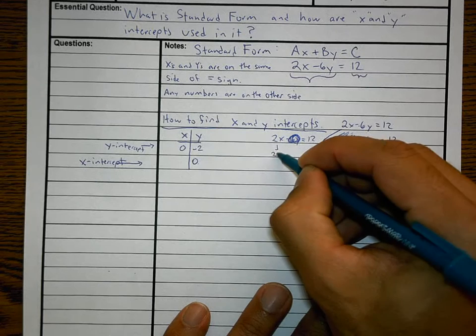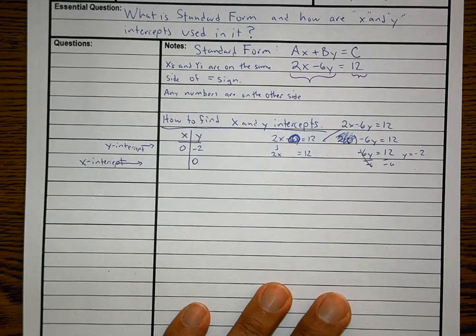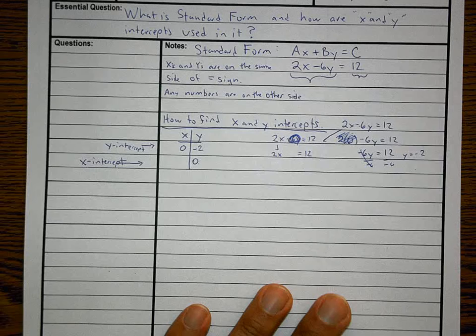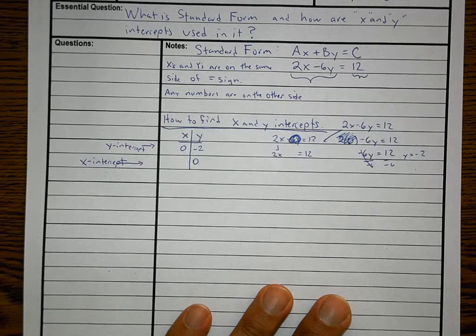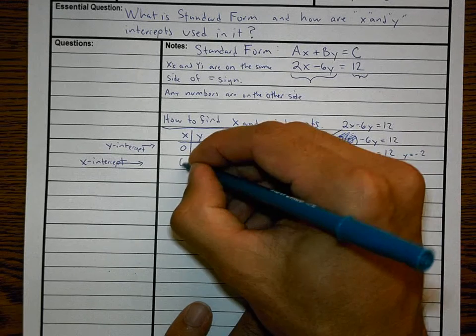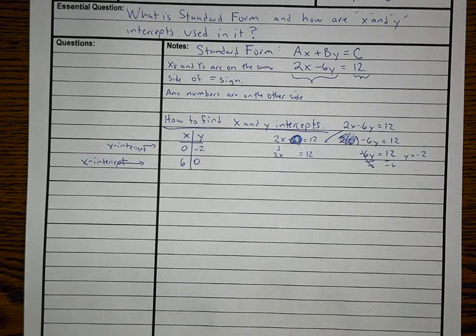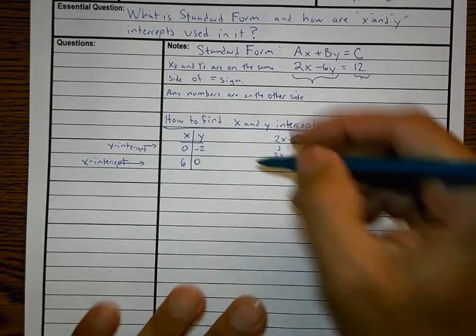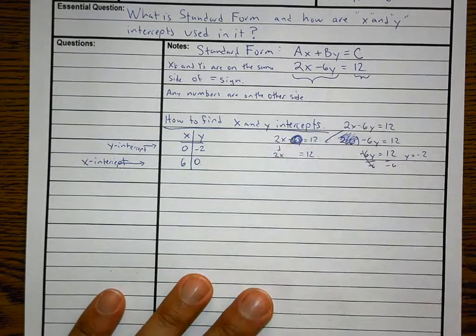You have the 2x equals 12. And you need to figure out what x is going to be. Do you know what it is? What is it? And you have 2 points that you can graph now. The 2 points that you can graph, 0, negative 2, and 6, 0.